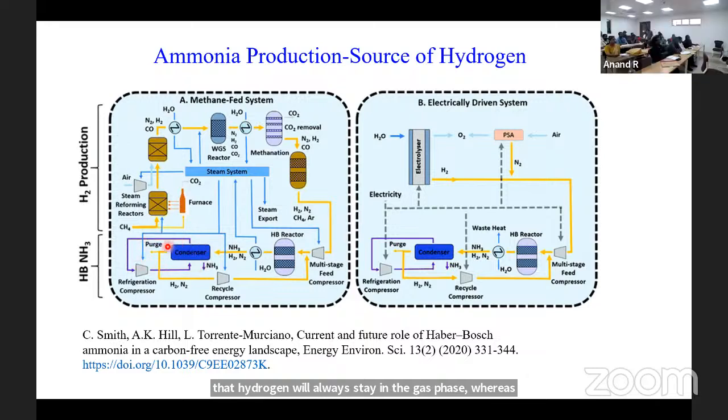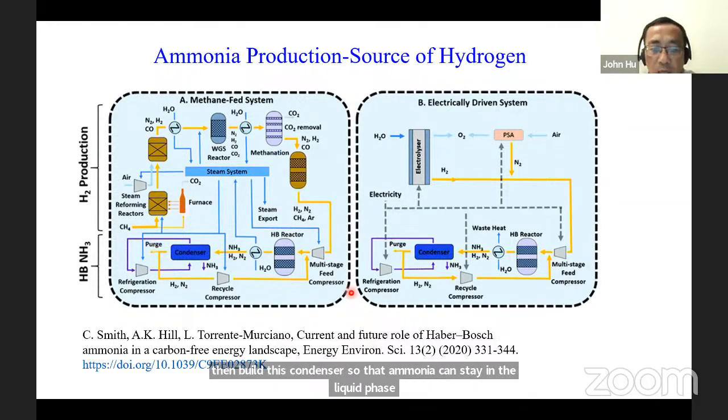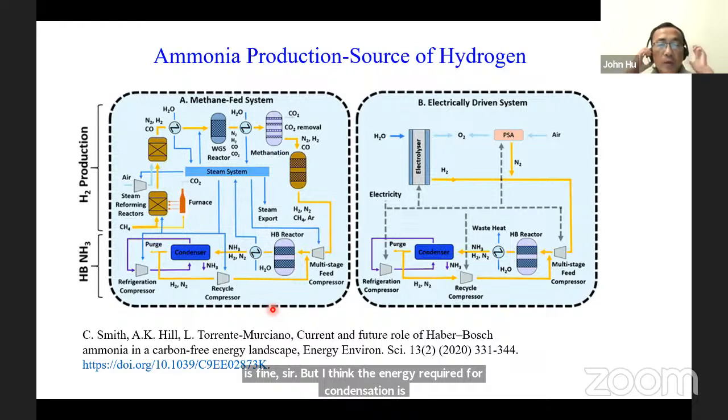You follow me? So you see this is the compressor. You have to compress ammonia, and then chill this condenser so that ammonia can stay in the liquid phase, and then the hydrogen and nitrogen will be recycled. Yes, sir. By condensing the ammonia, we can segregate ammonia alone, and we can resend nitrogen and hydrogen. That is fine, sir. But actually, the energy required for condensation is very high. Yes. Yes. Very good question.